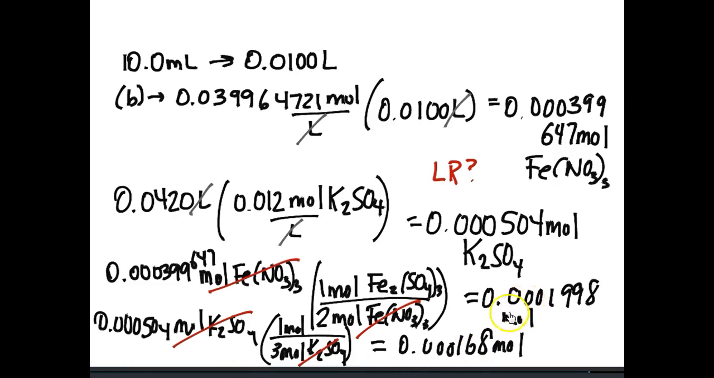So since we have moles of the product here, you don't have to go all the way to grams. You can compare the two mole quantities, as long as they're moles of the same thing, which these are. If iron nitrate is the limiting reactant, then we're going to form 0.0001998 moles of product. If potassium sulfate is the limiting reactant, we're going to form 0.000168 moles of product. So you always pick the lower amount, that's the second one here, 0.000168, which means that potassium sulfate must be my limiting reactant.